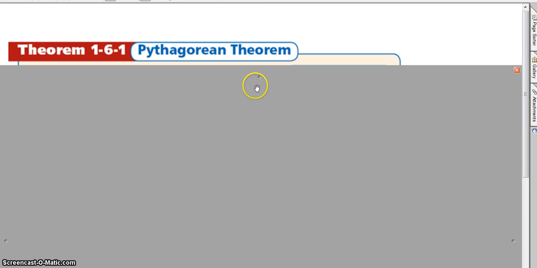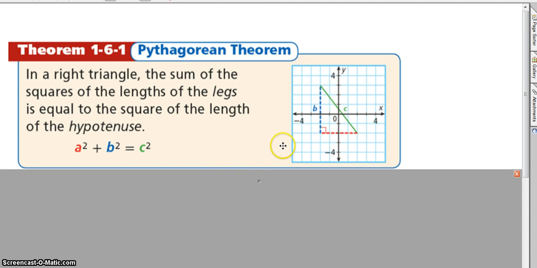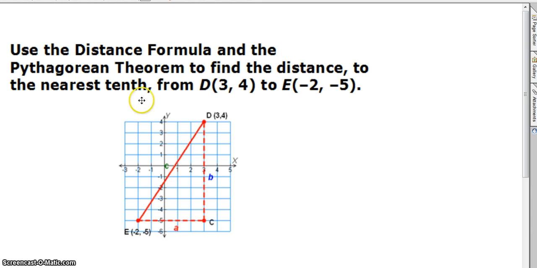So once again, a quick review of the Pythagorean theorem, and we've already had our quick discussion, so there it is again. Just never forget that c is your hypotenuse. So let's use the Pythagorean theorem to find the distance, to the nearest tenth, of segment ED. Segment ED, in this case, has been drawn. Without doing the math like we did with the distance formula, we can actually just count. What is the distance of a here? 1, 2, 3, 4, 5.